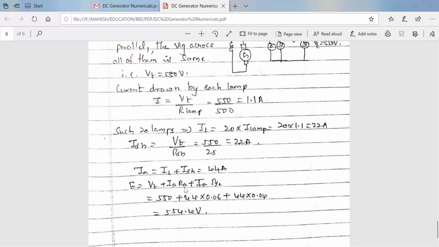So this is all about the numerical examples on generators. That is based on the EMF equation and even based on different types of generator. So you go through all these examples.